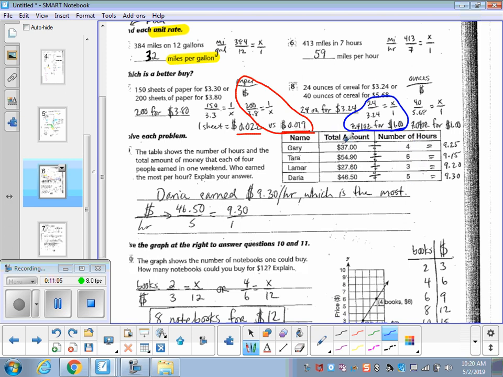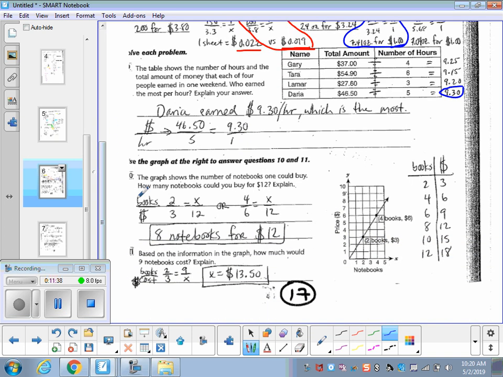So if you take the $37 that Gary earned and divide it by the 4 hours, we could see that he earned $9.25 per hour. So we're going to do that same step for each person, just divide how much they made by how many hours they worked, and we can compare here how much they made per hour. And we can see here that Daria is making the most money per hour at $9.30. If it's $46.50 for 5 hours, it's $9.30 for 1 hour, and so she's making the most money.